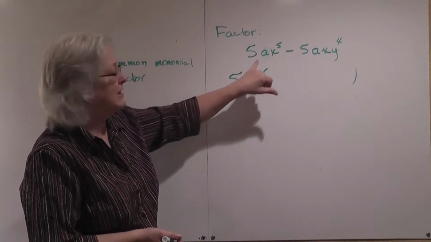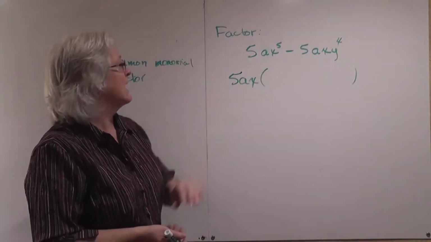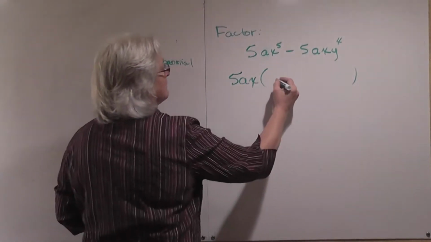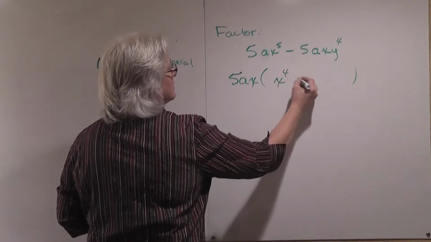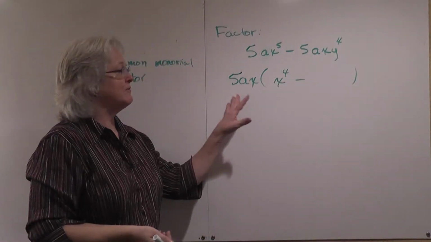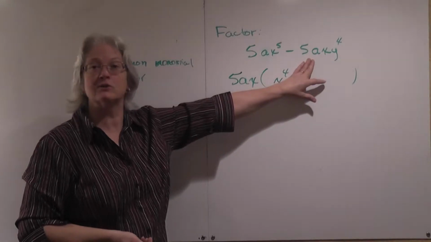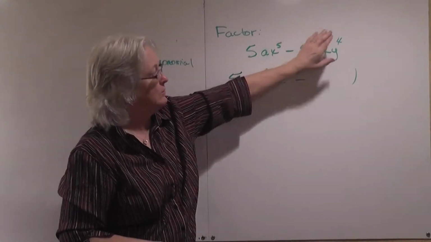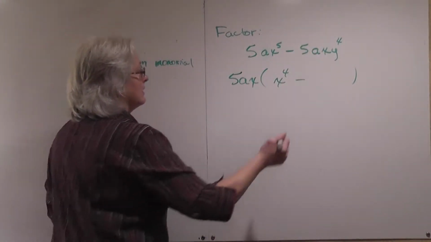If we factor 5ax out of 5ax to the 5th, we have x to the 4th. Then we factor 5ax out of 5axy to the 4th. Clearly we only have y to the 4th remaining.